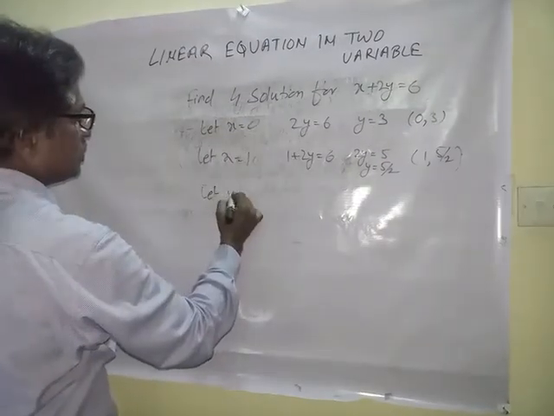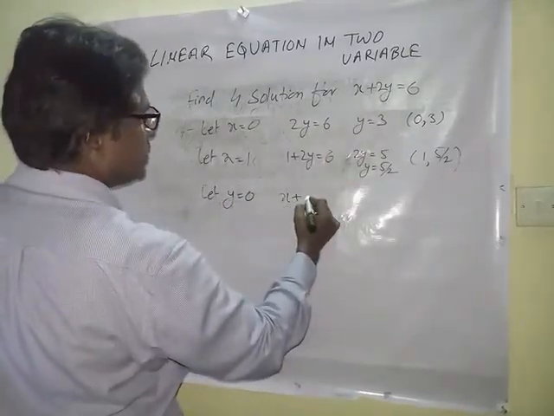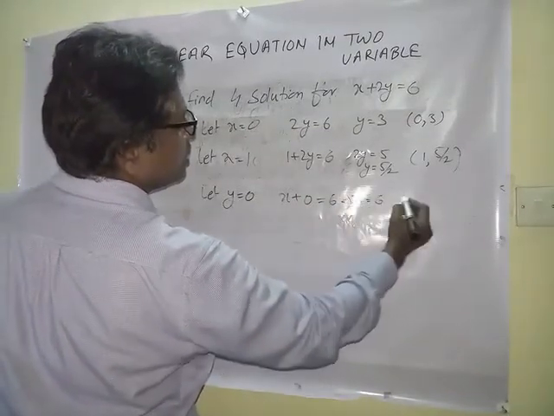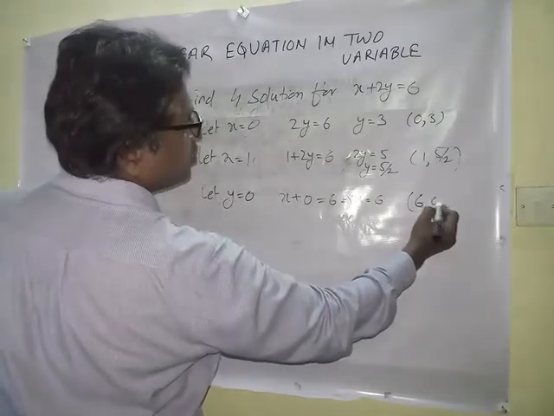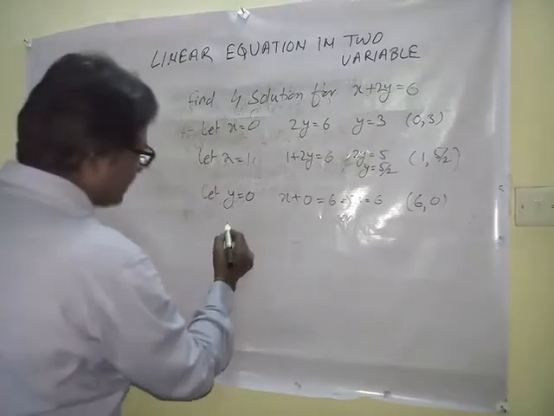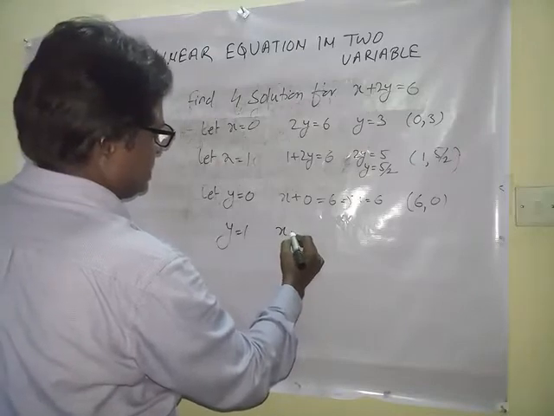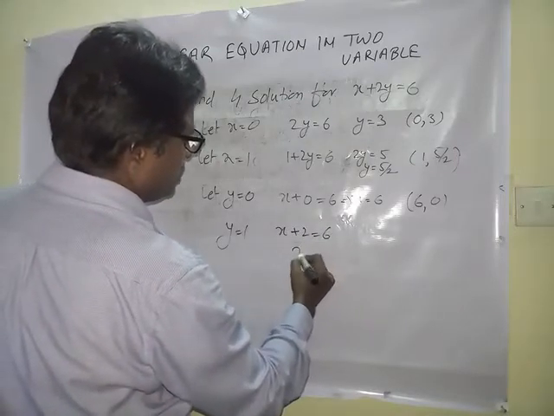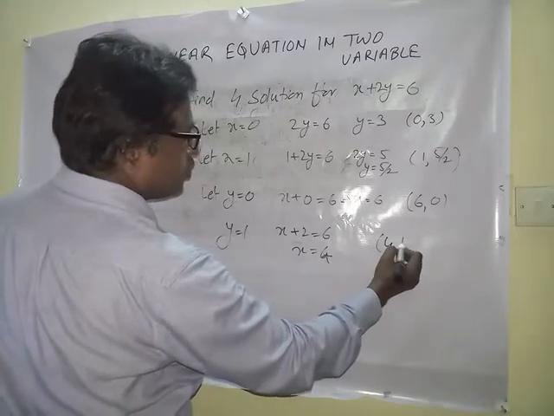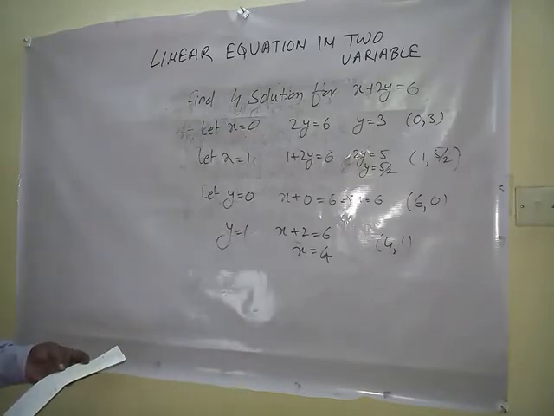Then for the third solution, you can take y is equal to 0. Here x plus 0 is equal to 6, so x is equal to 6. So this solution will be (6, 0). And another thing you can say, y is equal to 1. Then x plus 2 is equal to 6, then x is equal to 4. So another solution will be (4, 1). So that is how you find out the solution.